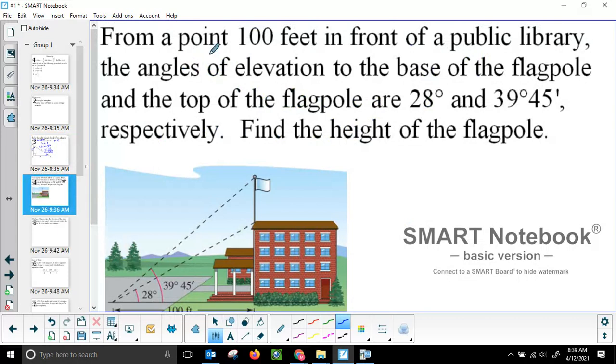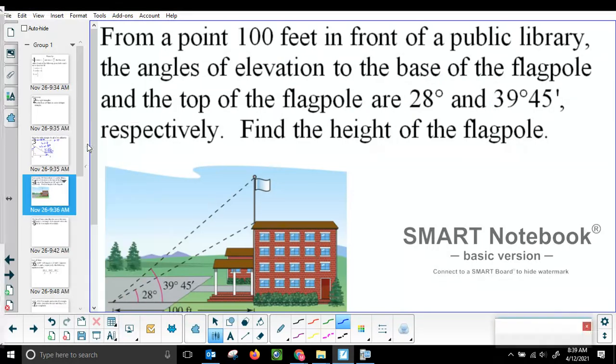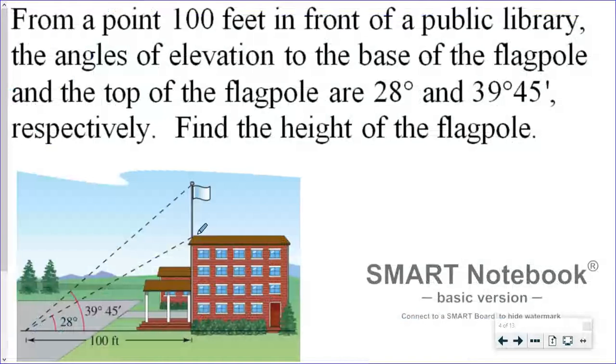All right, so from a point 100 feet in front of a public library, the angles of elevation to the base of the flagpole and the top of the flagpole are 28 degrees and 39 degrees 45 minutes, respectively. Find the height of the flagpole. Okay, so it gives us these two triangles here. All right, so we'll work with them.